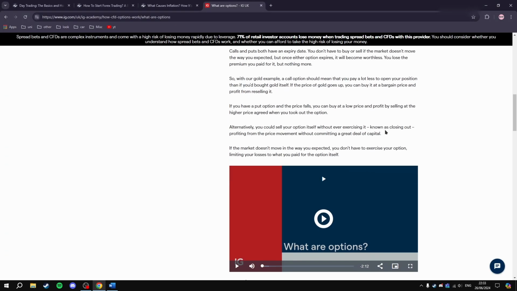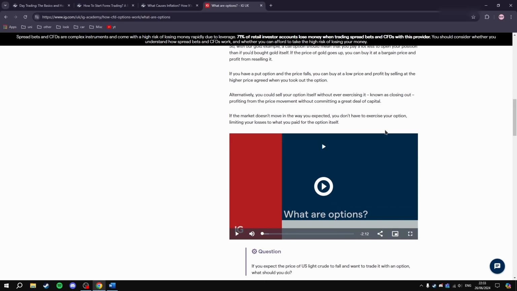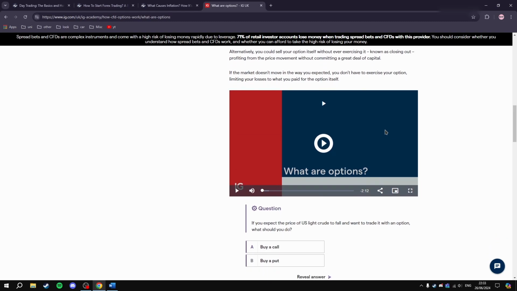In our gold example, a call option should mean that you pay a lot less to open your position than if you bought gold itself. If the price of gold goes up, you can buy it at a bargain price and profit from reselling it. If you have a put option and the price falls, you can buy at a lower price and profit by selling at the higher price agreed when you took out the option.